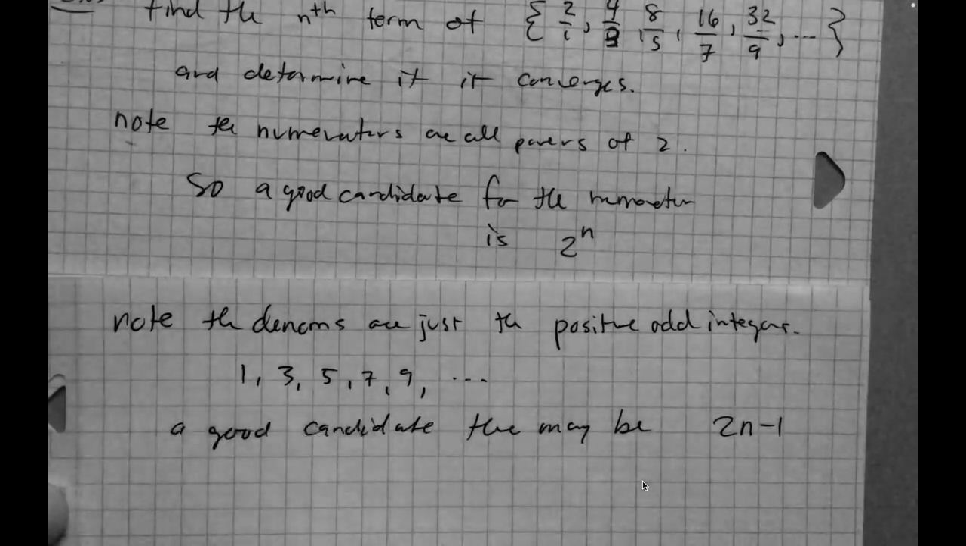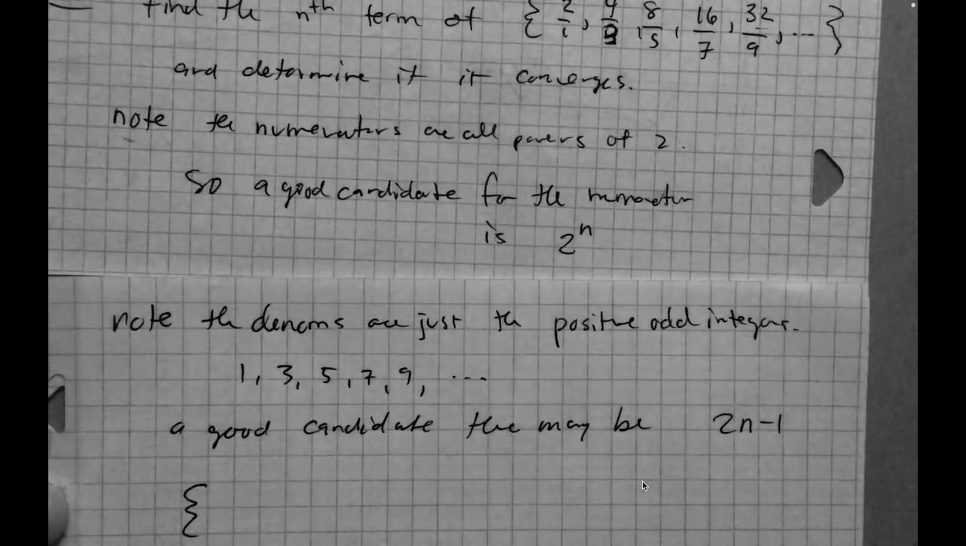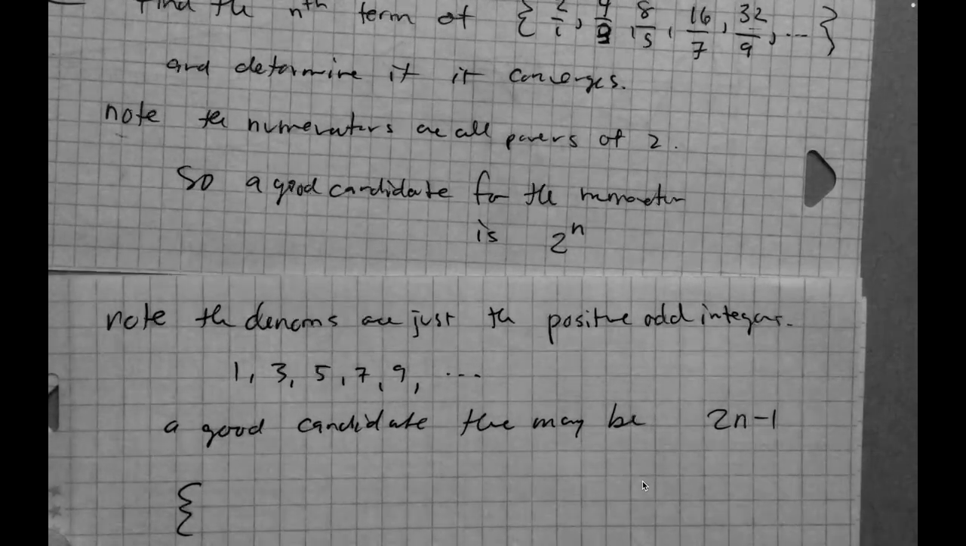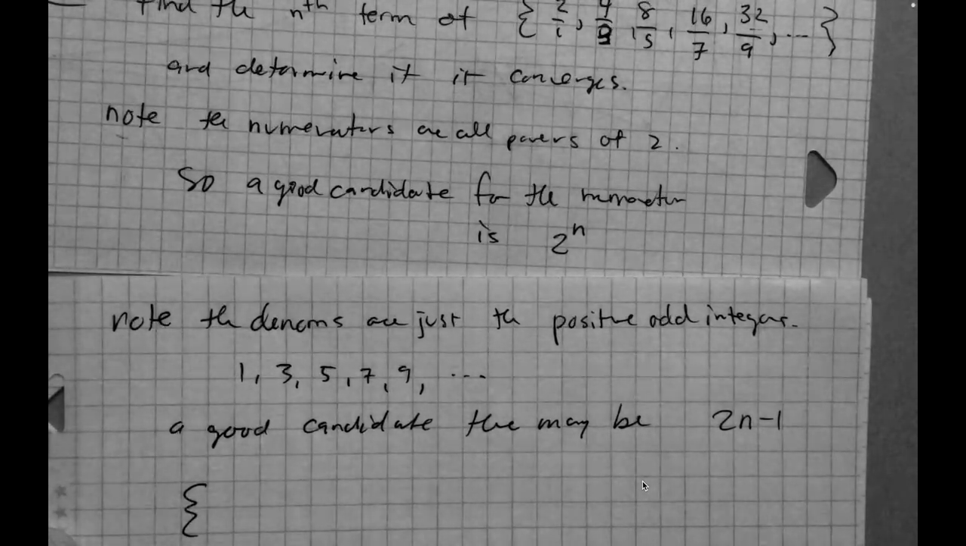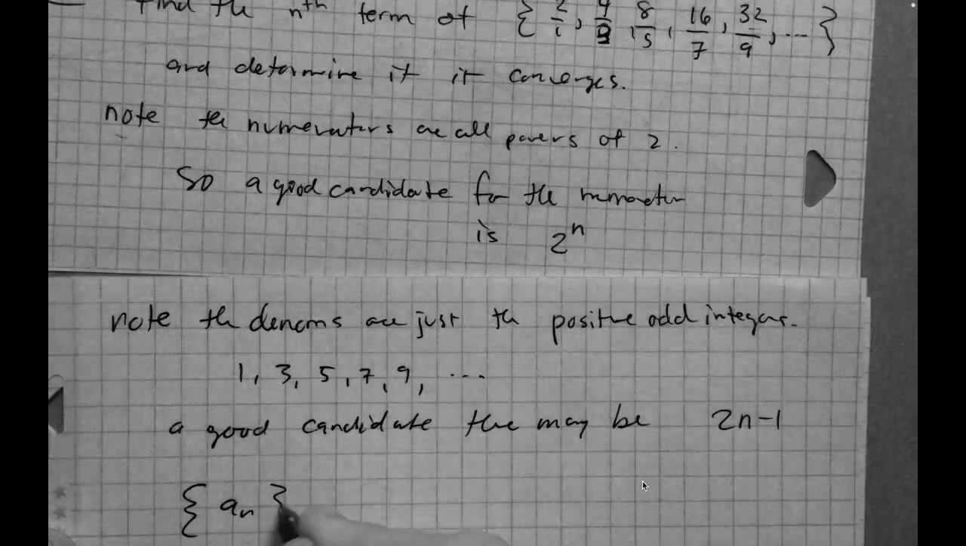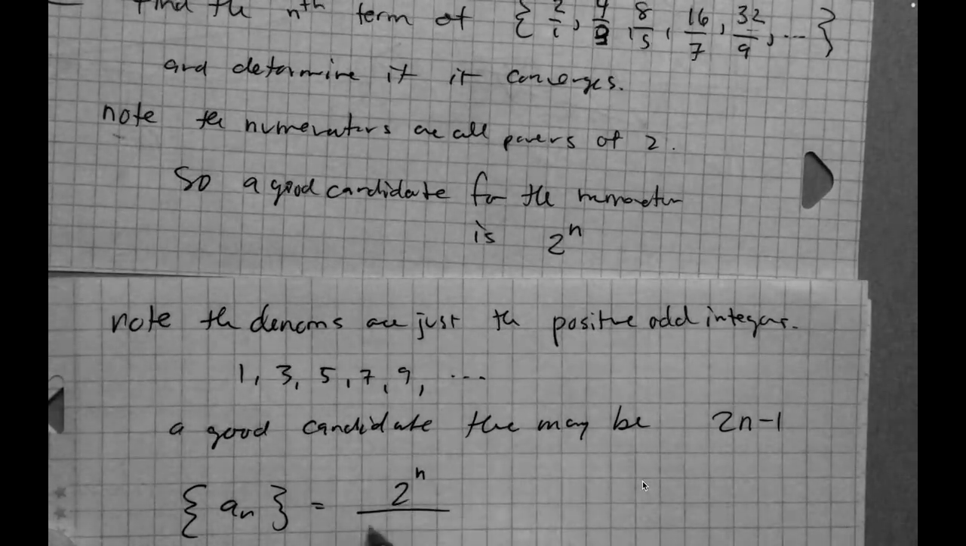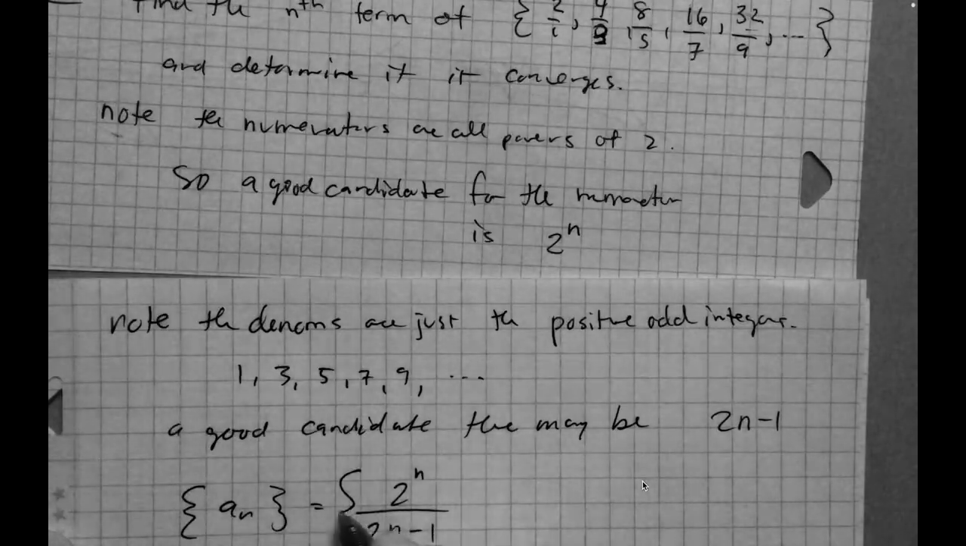So one way we could write this sequence, I mean, we're only given the first 5 terms, so we have to infer that the pattern would hold, but one way to write this would be to say that a of n is equal to 2 to the n over 2 times n minus 1.